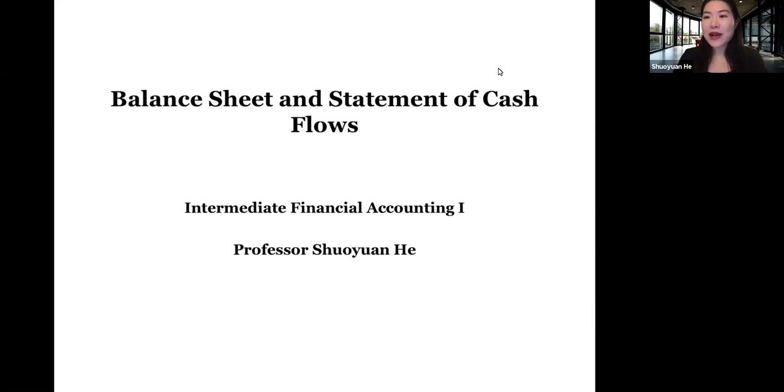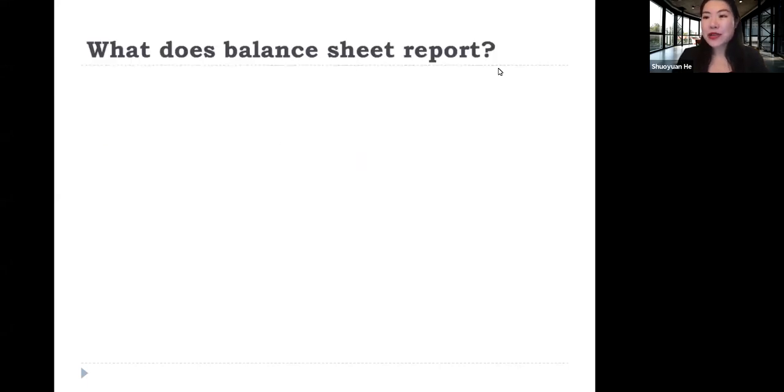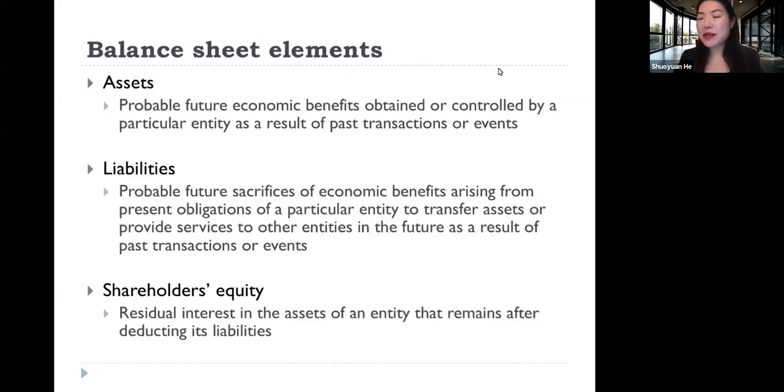In this class, we are going to talk about the balance sheet and statement of cash flows. So first of all, the balance sheet. What does the balance sheet report? The balance sheet reports a company's assets, liabilities, and shareholders' equity at a specific date. Different from the income statement, which is a flow statement, the balance sheet is a firm's financial position at a specific date. So there are three balance sheet elements: assets, liabilities, and shareholders' equity.